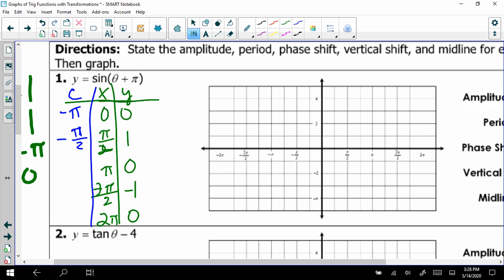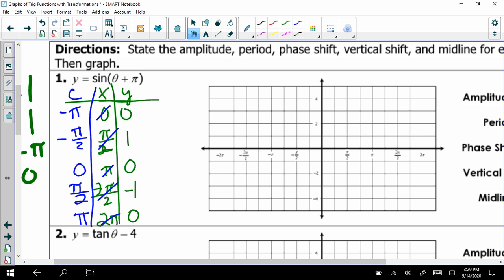Pi minus pi is 0. 3 pi over 2 minus pi is pi over 2. And then 2 pi minus pi is pi. So these are no longer valid. No change to the range.